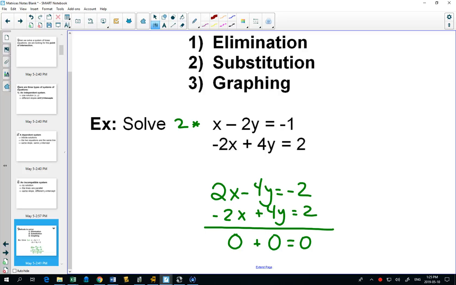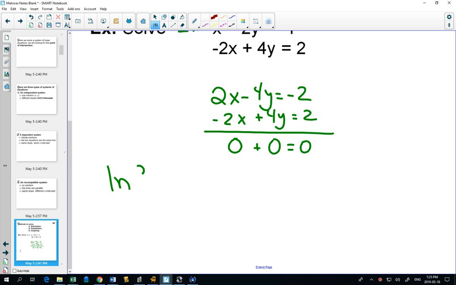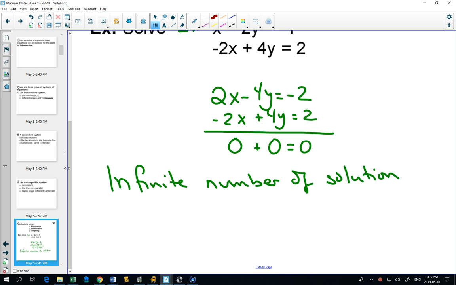This is going to tell us that we have a dependent solution. It wasn't really noticeable at the beginning, but those are exactly the same two lines. Whenever you get something that's always true, like 0 is equal to 0, always, okay? You have an infinite number of solutions.